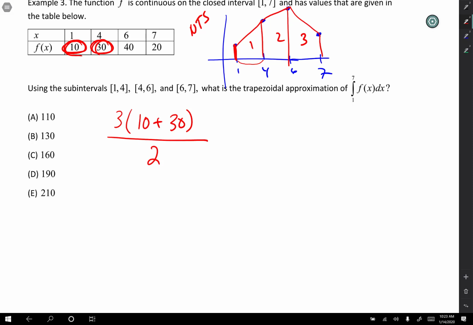Are we still okay? Okay, where did I lose you, Ms. Schmidt? I'm just using the area of a trapezoid: height times base 1 plus base 2, divided by 2.